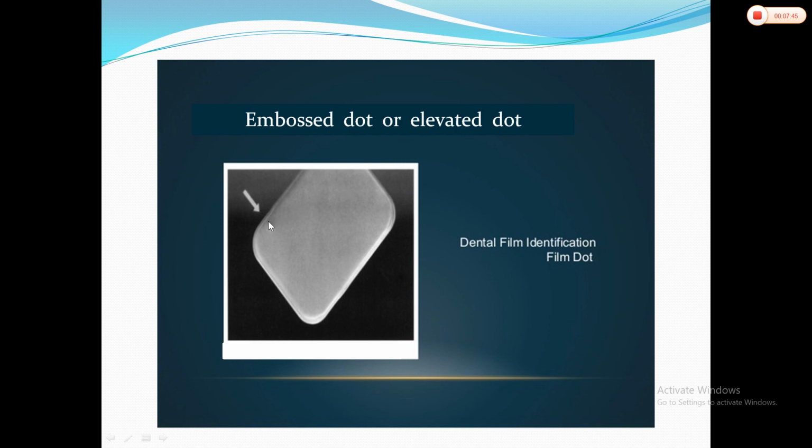This is the raised dot, elevated dot, also known as embossed dot. It is used for orientation of film or correct placement of film in the oral cavity. You should place the film so that the embossed dot is towards the incisal edge or occlusal surface of the teeth. It also helps in identification of the region of the oral cavity after processing the film.